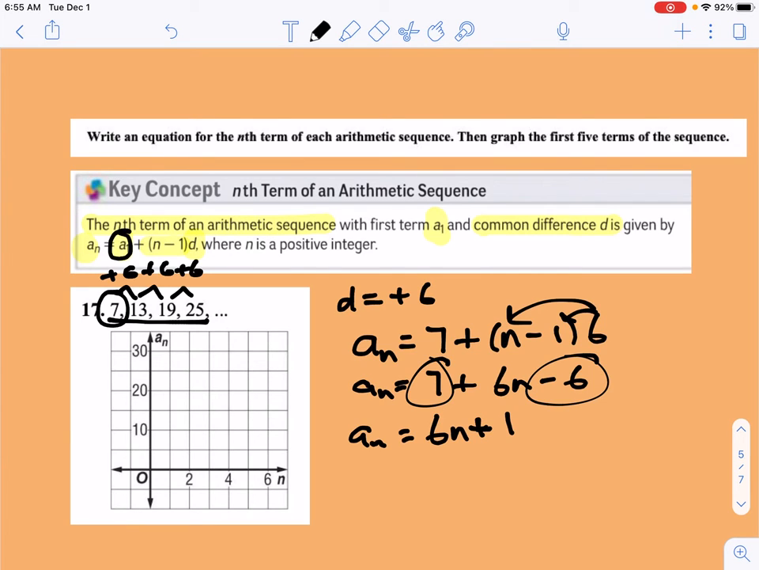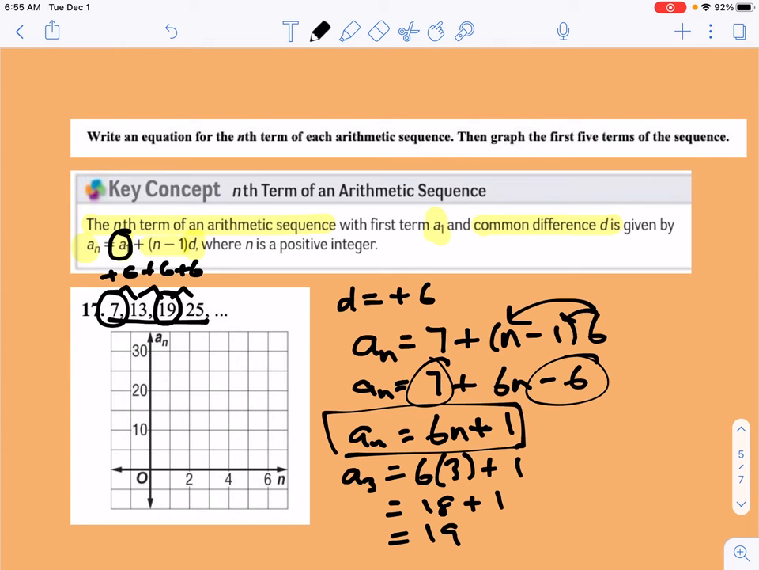Okay, so now let's test this. Let's try it out with the third term. I want to see what a3 is. So I'm going to go 6, and then you put the number of the term in for n. So I'm going to put in 6 times 3 plus 1. And then that gives you 18 plus 1, which is 19. So that looks pretty good. That looks like that works. And you can see with every term you put in, it works out nicely.